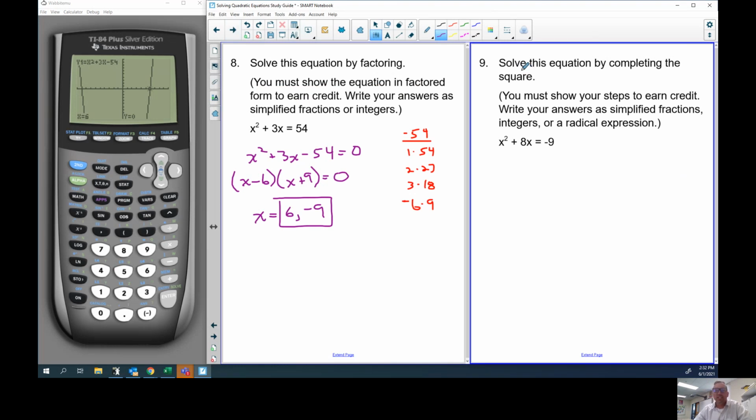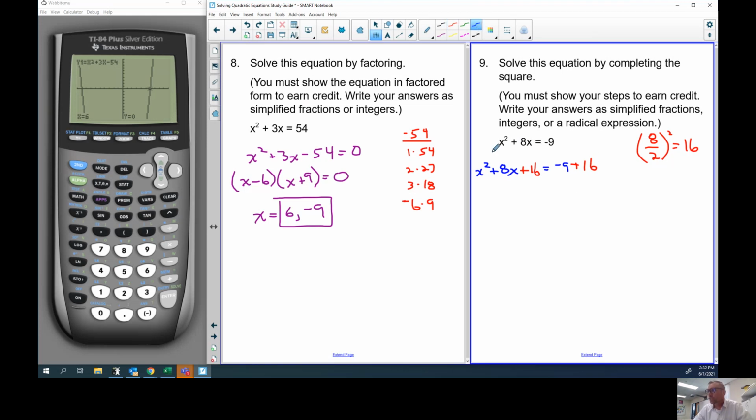Solve this equation by completing the square. Oh, remember completing the square? That's where we need to make this left side a perfect square trinomial. We do that by taking half of the 8. Let's do that over here on the side. Half of 8, squared. Half of 8 is 4, and 4 squared is 16. So I need to add 16 here. And whatever I do to one side, I also have to do to the other. So I'll add 16 over there as well.